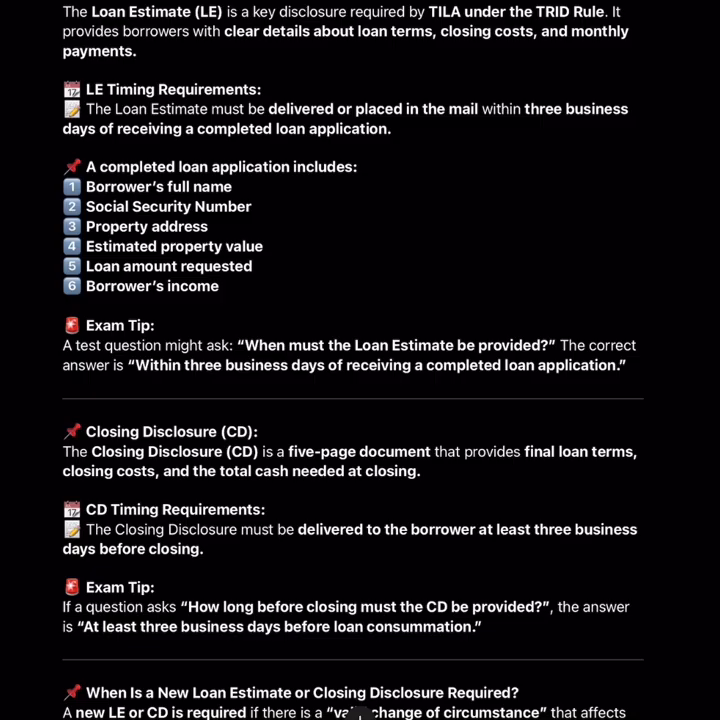Closing Disclosure. The Closing Disclosure (CD) is a 5-page document that provides final loan terms, closing costs, and the total cash needed at closing. CD timing requirements: the Closing Disclosure must be delivered to the borrower at least 3 business days before closing. Exam tip: if a question asks, how long before closing must the CD be provided? The answer is at least 3 business days before loan consummation.